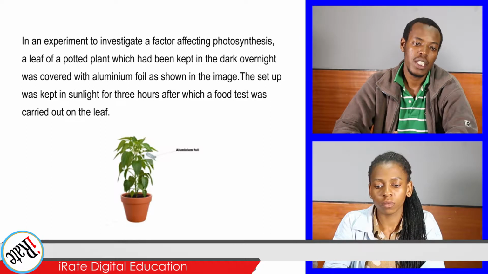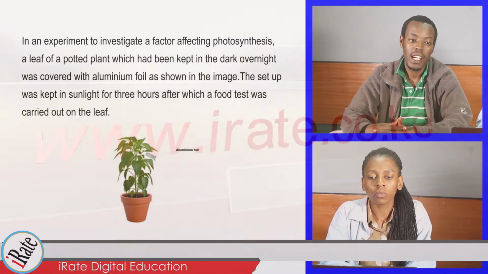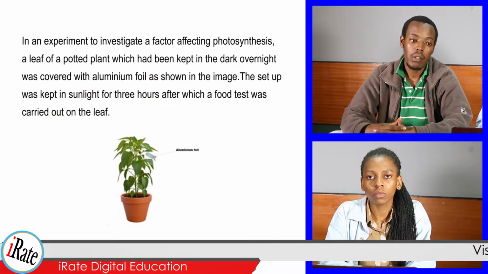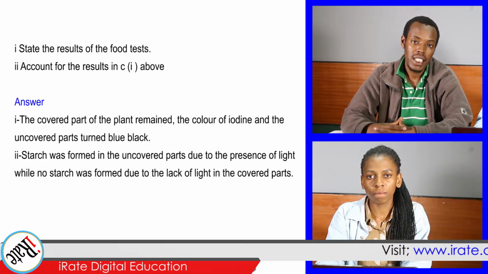In an experiment to investigate a factor affecting photosynthesis, a leaf of a potted plant which had been kept in the dark overnight was covered with aluminium foil, as shown in the image. The setup was kept in sunlight for 3 hours, after which a food test was carried out on the leaf. Roman 1. State the results of the food test.